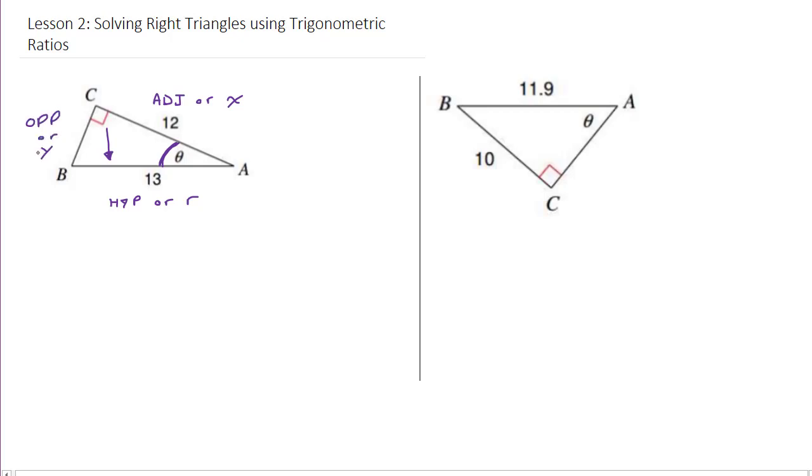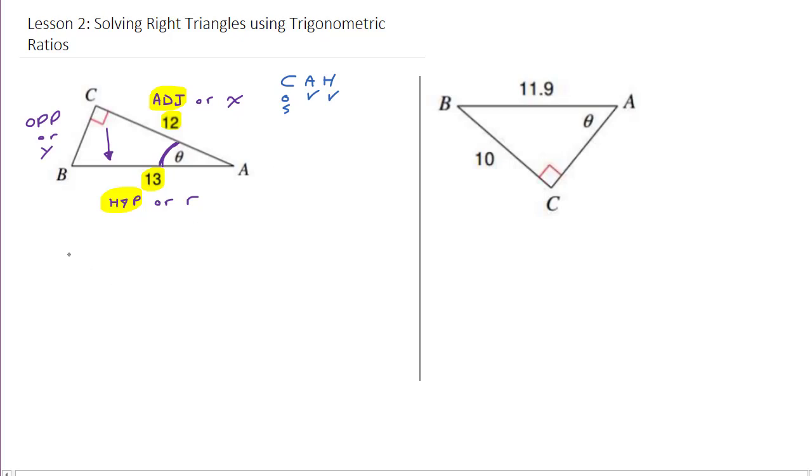Now, for those of you that like to use r sine theta and r cos theta, you're probably already comfortable using that method. So what I'm going to use is the most popular method, which is SOHCAHTOA. So in this case, let's identify what we have. We have the adjacent, and we have the hypotenuse. So we think about SOHCAHTOA. Which one are we going to use? We're going to use CA, because we have the adjacent and the hypotenuse. So that means we're going to use cos.